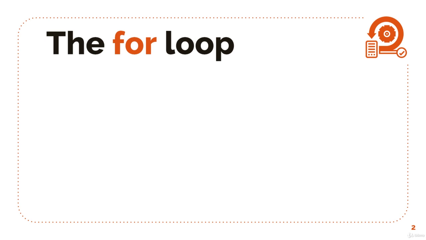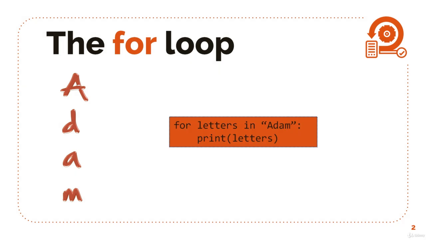Let me give you an example to make it easier to understand. Imagine if I said to you, for the letters in the name Adam, write out the letters. You would write A, D, A, M, as that is the sequence of the letters. Straightforward, right? Well, the for loop in Python works in a similar way. Let's look at the following code.